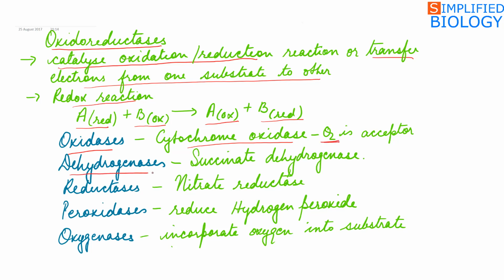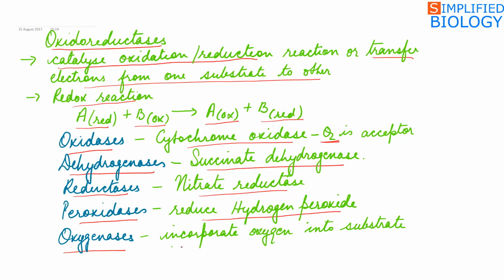Next, dehydrogenases. A lot of examples are there in the Krebs cycle and glycolysis. One such example is succinate dehydrogenase, which catalyzes the conversion of succinic acid into fumaric acid. Reductases, example nitrate reductase, that converts nitrate into nitrite in nitrate assimilation. Peroxidases are found in peroxisomes, where they reduce the hydrogen peroxide that is formed.